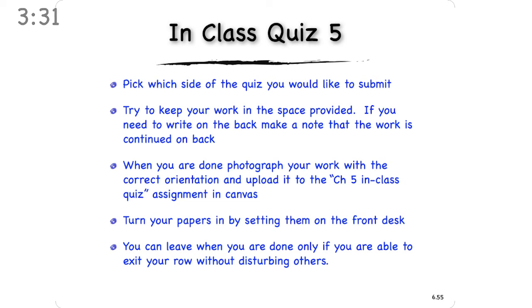When you're done, take a photograph with your camera and upload it into the in-class quiz chapter 5 assignment in Canvas. If you finish early and you want to leave, as long as you're not sitting in the middle and have to ask people to move, you may leave. But for those of you in the middle, I would like you to stay until you have a clear exit path. And at least just for today, please turn in your quiz up here. So I want both the electronic copy uploaded, and just as a backup, I'm going to take the hard copy. And once I have more confidence that the electronic uploads are working, I may stop collecting the hard copies. Any questions?